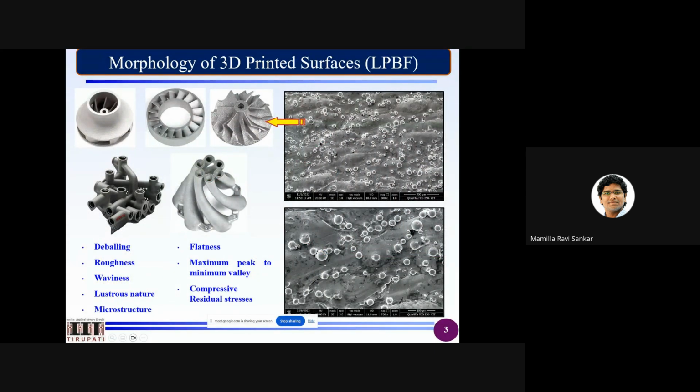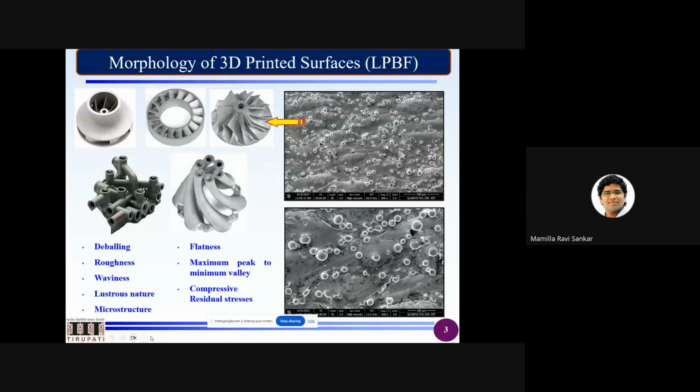For example, if you take any part of a 3D printed component, whether it is an internal or the external component, this is what the surface looks like, macroscopically and microscopically. You need to remove these balls, which is called a deballing operation. Roughness is there and waviness is there because you see the peaks. Roughness is all about low amplitude, high frequency signals, and waviness is all about low frequency and high amplitude things.